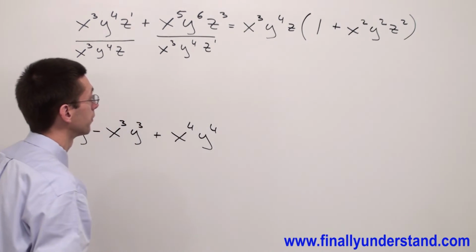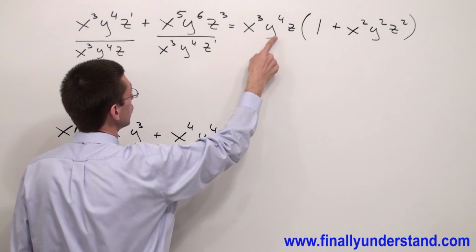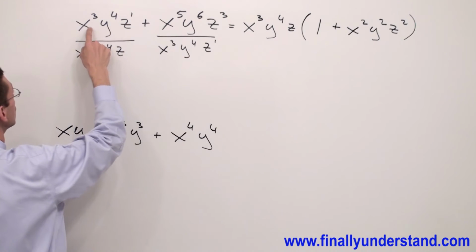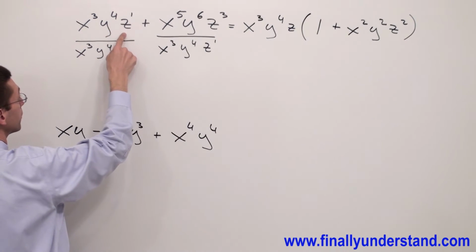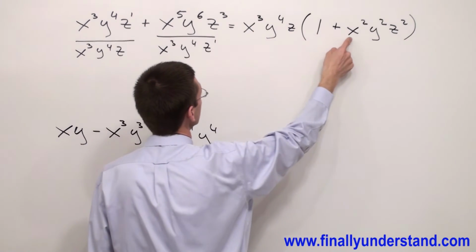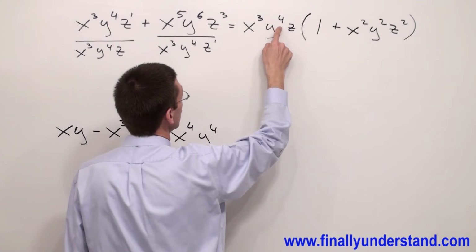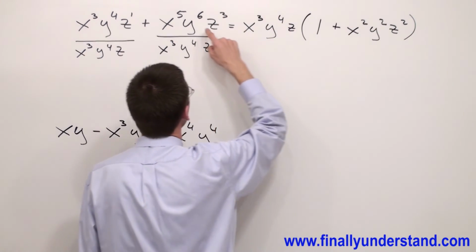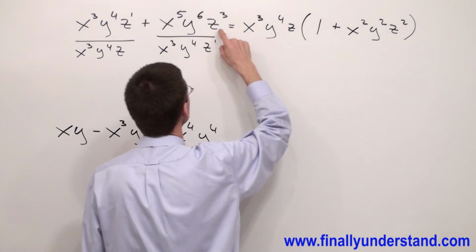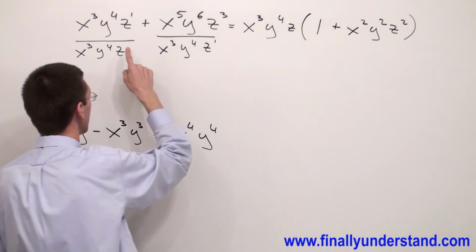But let's verify this answer. X to the third, y to the fourth, z times 1 is going to give me x to the third, y to the fourth, z. And x to the third times x squared gives me x to the fifth. Y to the fourth times y to the second gives me y to the sixth. And z times z squared gives me z to the third. So this is the solution to my problem.